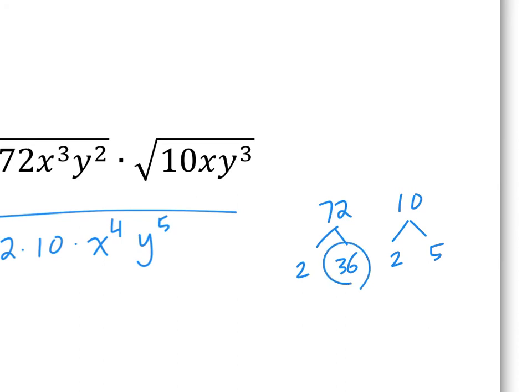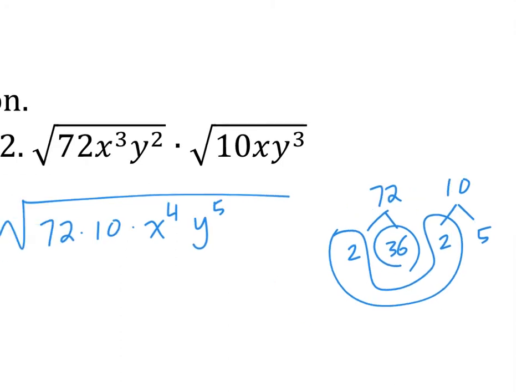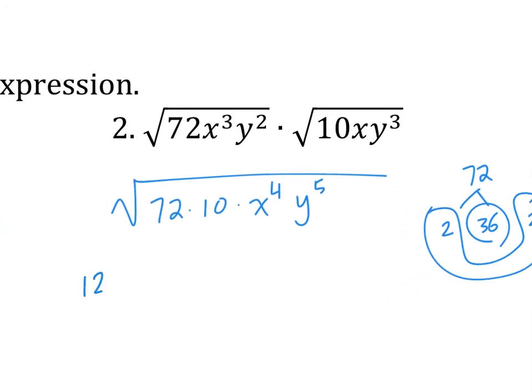So 36 comes out as what? 6. And then 2 and 2 comes out as what? Okay, yes. So 2 comes out, 6 comes out, so that's a total of 12. 12 came out. All right, what stays inside? 5. All right, x to the 4th comes out as what? X squared. All right, the whole thing came out. Y to the 5th? Y squared, what's inside? Correct.